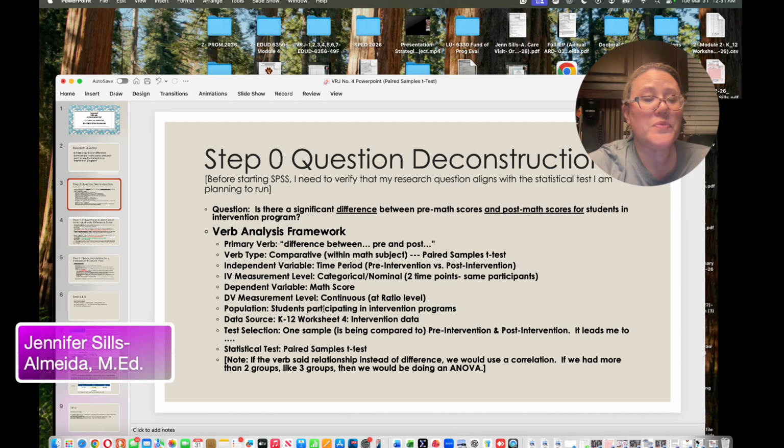The measurement level would be continuous at the ratio level. The population would be the same students participating in the intervention program, and the data source would be from the K through 12 worksheet that we're working from, the intervention data. So for the test selection, pre-intervention, post-intervention, we are going to be using the paired samples t-test for the statistical test.